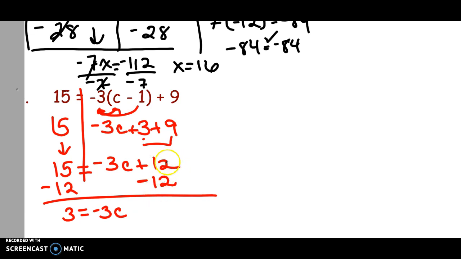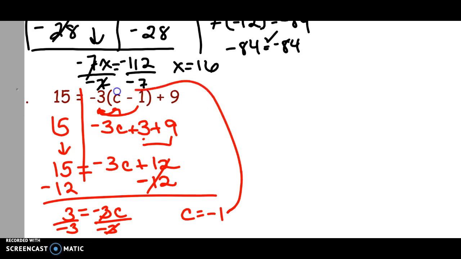Positive 12 and negative 12 is 0. I can look at this and say to myself, negative 3 times what will give me 3? I know that's positive 1. If you don't know, divide both sides by negative 3. I'm sorry, negative 1. And see, this is why you do it. c equals negative 1. It might have been a good idea to get it wrong so that when I checked it, we would know that it was wrong. I should get one wrong sometime soon.